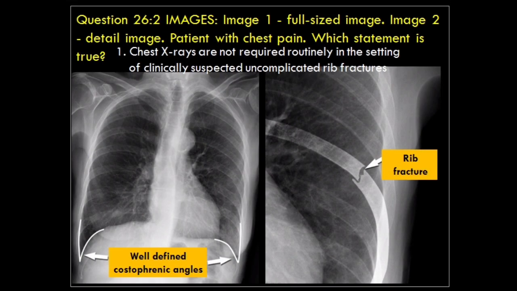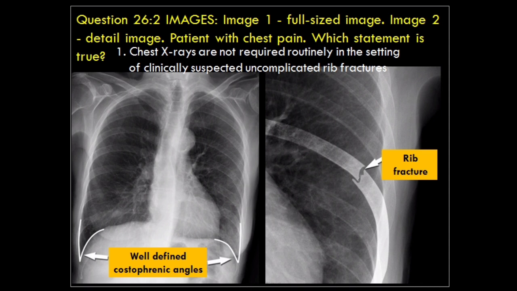The correct answer is chest X-rays are not required routinely in the setting of clinically suspected uncomplicated rib fractures. Chest X-rays are not required routinely in the setting of uncomplicated clinically suspected rib fractures but can be requested if there is clinical suspicion of a complication such as a pneumothorax or hemothorax.